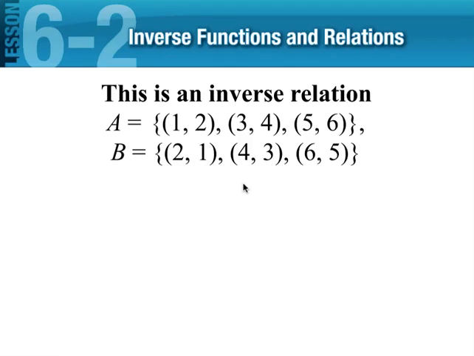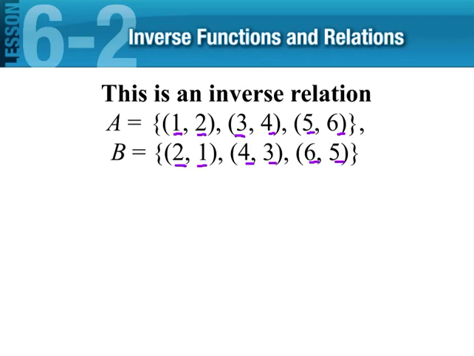Functions and relations. If you look up here on the board, you're going to see an example. This says it's an inverse relation. I want you to tell me what you observe. The points are just reversed. The x and the y is now the y and the x. So 1, 2 goes to 2, 1. 3, 4 goes to 4, 3. 5, 6 goes to 6, 5. That's an example of an inverse relation, and that's what we're going to be talking about. Basically, the x's and the y's are flipped.